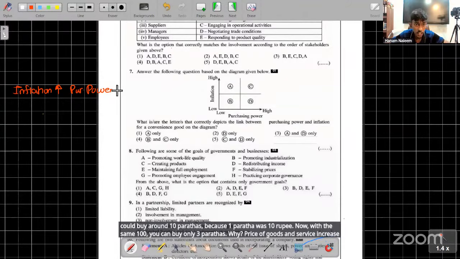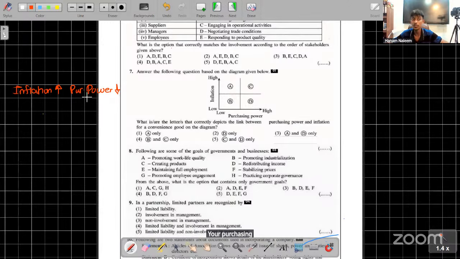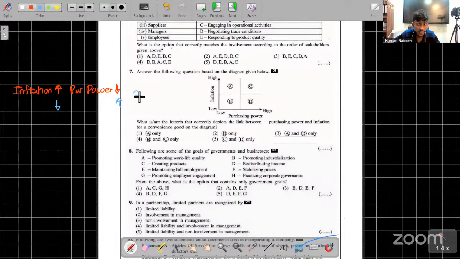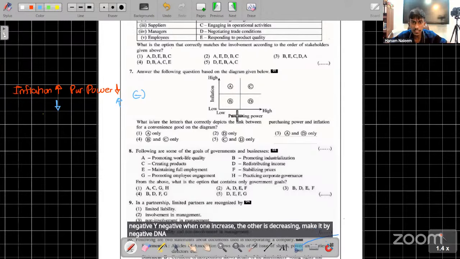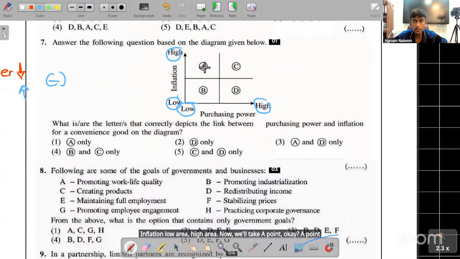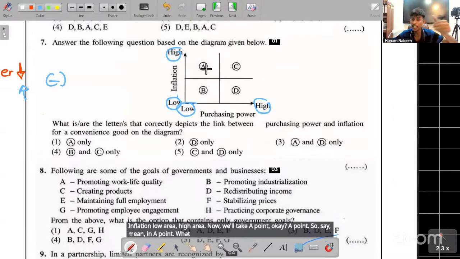When inflation increases, your purchasing power goes down. Likewise, the opposite: when inflation decreases, when the price of goods and services goes down, your purchasing power increases. What type of relationship do they have? Positive or negative? Negative. Why negative? When one increases, the other is decreasing. That is what negative means. So here they have given purchasing power, low area, high area. Inflation, low area, high area. Now we'll take point A. So tell me, in point A, what about inflation? High inflation or low inflation?